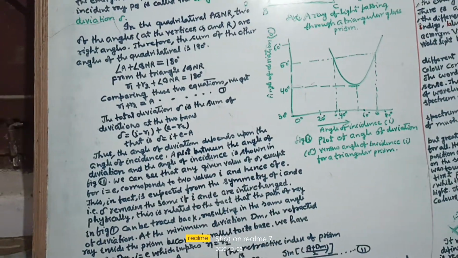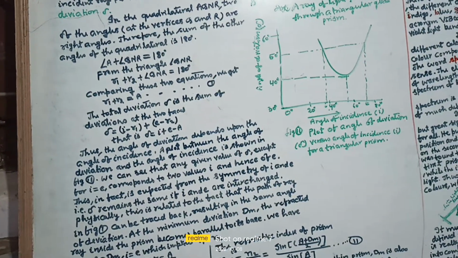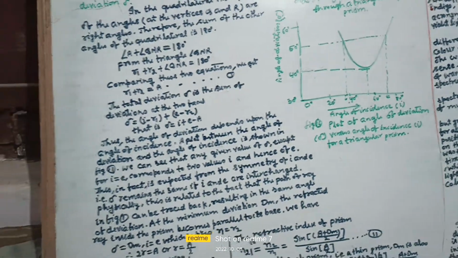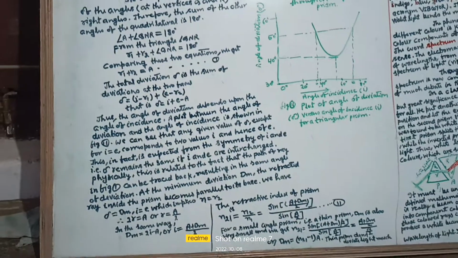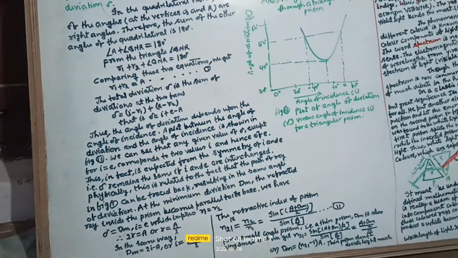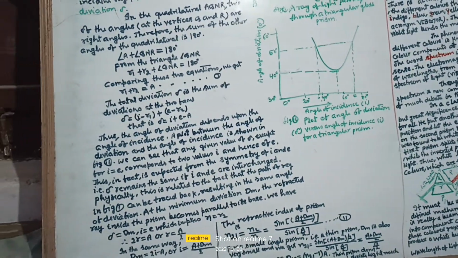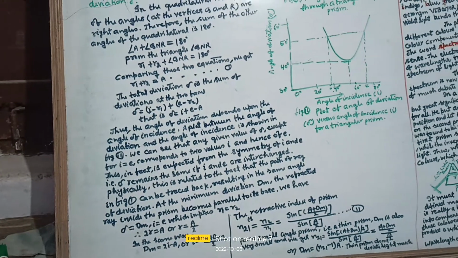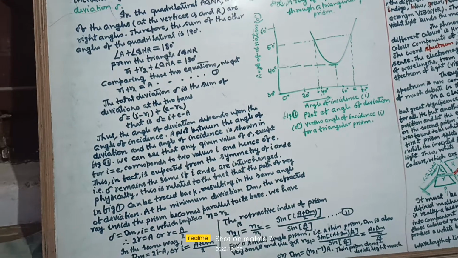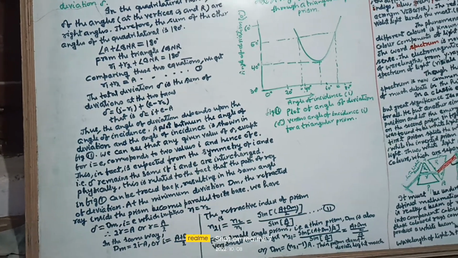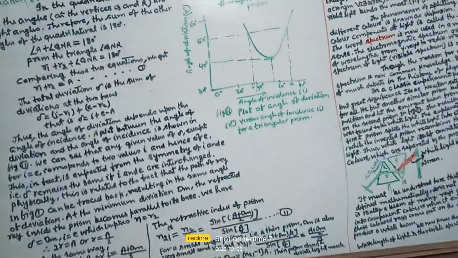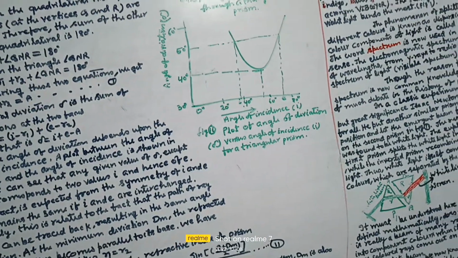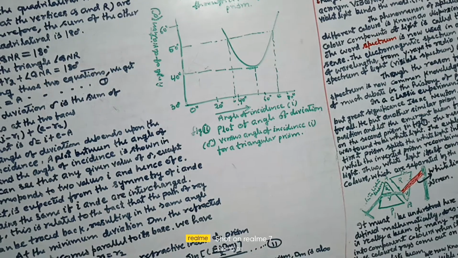At the minimum deviation dm, the refracted ray inside the prism becomes parallel to its base. We have delta equals dm, i equals e, which implies r1 equals r2, therefore 2r equals A and r equals A by 2. In the same way, dm equals 2i minus A and i equals (A plus dm) by 2. The refractive index of the prism, n21 equals n2 by n1 equals sin((A plus dm)/2) by sin(A/2).